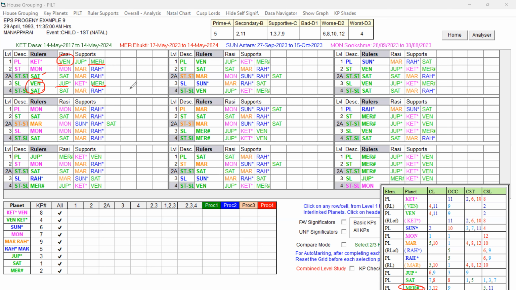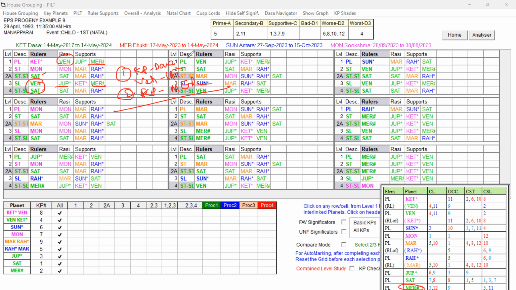So the Bhukti Lord should satisfy two points. One is it should have the key planets of the Dasa Lord. What are they? Venus and Saturn. And the other strong favorable key planet. What is the other favorable key planet? An important key planet which is there only in supports, not in the direct ruler. That is Mercury, because Mercury is a strong favorable key planet, green color planet, and it is the primary cuspal sublord destiny planet.